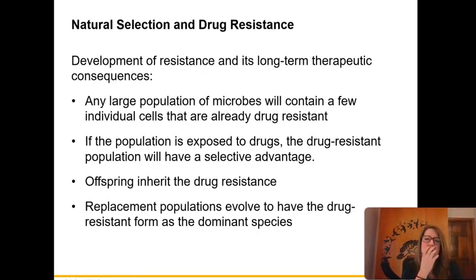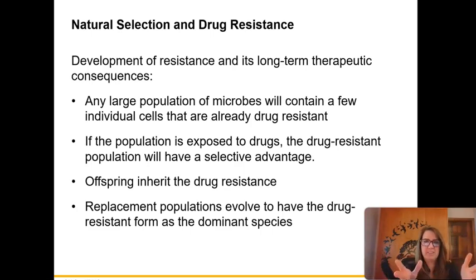Okay, I believe the last topic is about resistance. So we're going to talk about that. But I first wanted to start with this idea of natural selection. We know that essentially over time, organisms, whether eukaryotic or prokaryotic, are going to change. Their genetics will change over time depending on the environment.